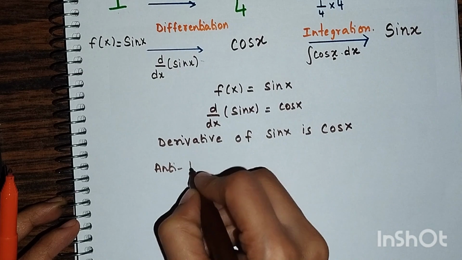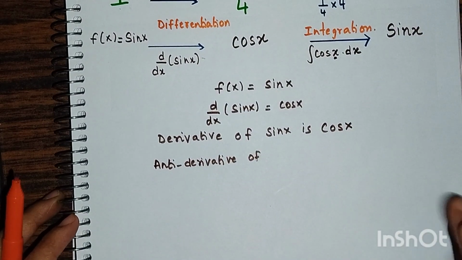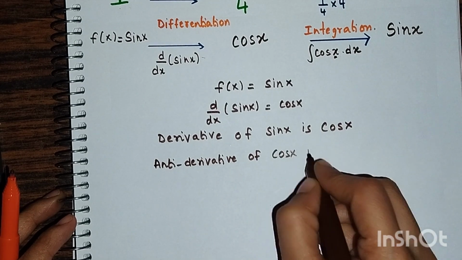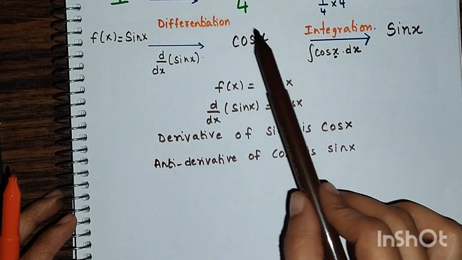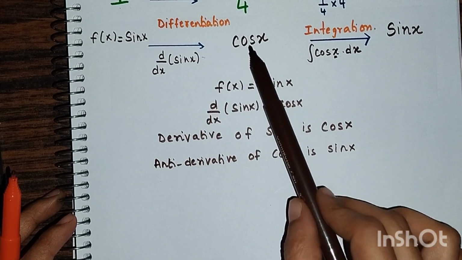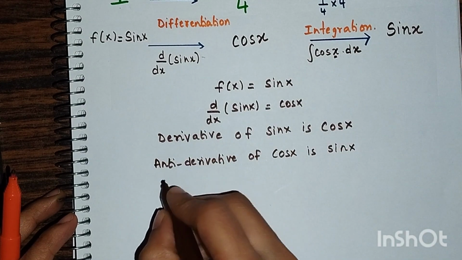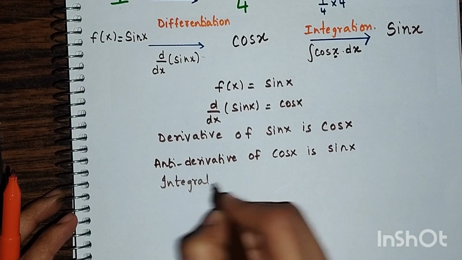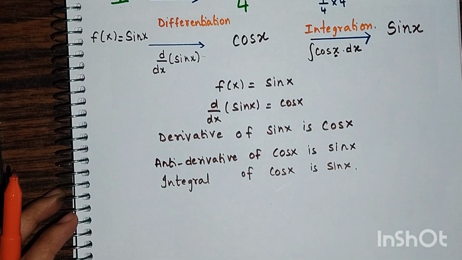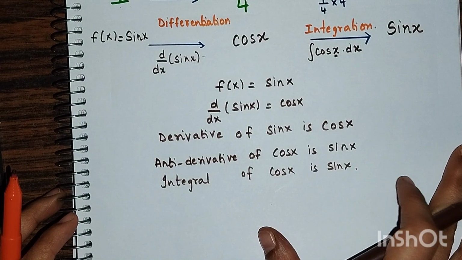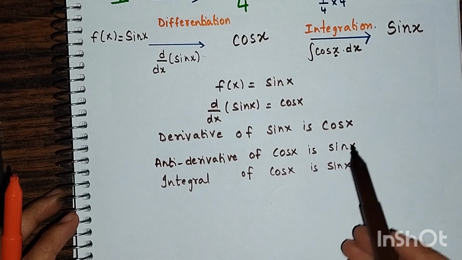Now the antiderivative of cos x is sin x. So if the derivative of sin x is cos x, the antiderivative of cos x is sin x. Or we can say the integral of cos x is sin x. So I hope you understood the concept: antiderivative or integral. The antiderivative of cos x is sin x.